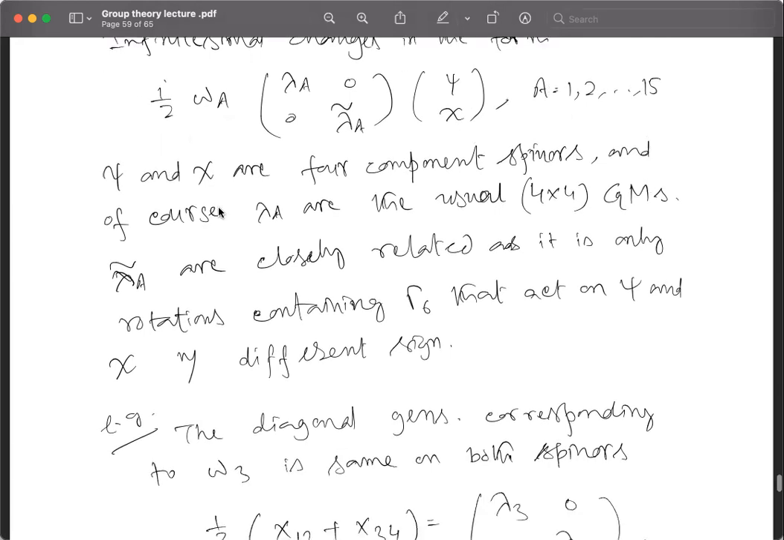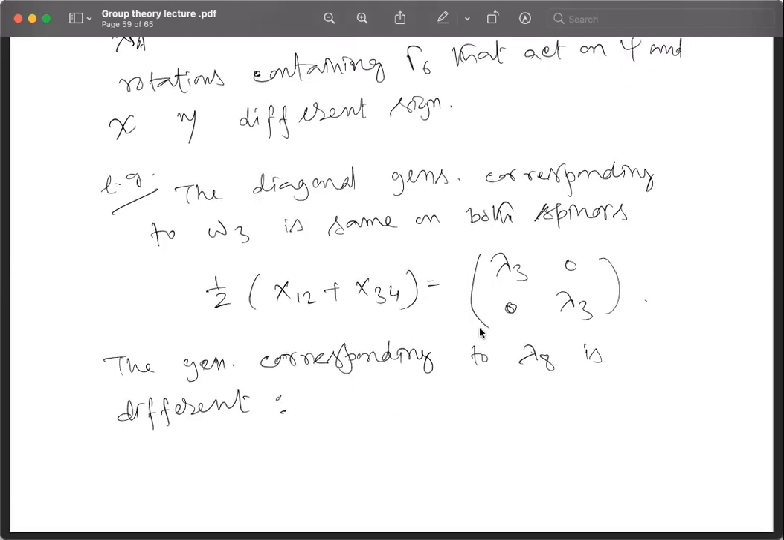But psi and chi are basically 4-component spinors because you have split it into these two parts, and of course this lambda_a are the usual 4 by 4 matrices. You can think of them as the SU(4) generators, and lambda_a tilde are closely related, as it is only rotations containing gamma 6 that act on psi and chi with different sign. For example, the diagonal generator corresponding to omega_3 is the same on both spinors, like 1/2 (x12 plus x34), which is lambda_3, 0, 0, lambda_3. The generator corresponding to lambda_8 is different.